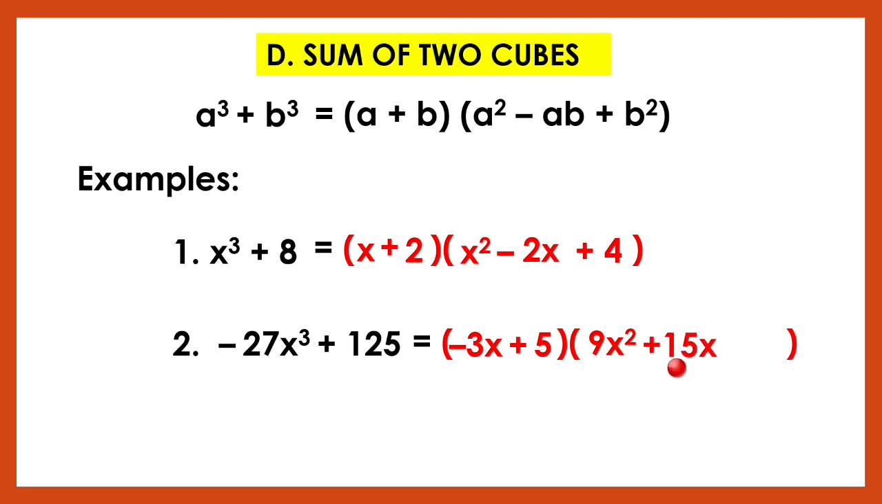Bakit kaya yung next term natin is positive 15x? Sabi natin kanina, kung plus iyon, ito ay minus. Okay, so we have minus negative 3x times 5 is negative 15x. So, negative times negative 15x is positive 15x. And then, for the last term, square ng 5, that is 25. Therefore, the factors of negative 27x cubed plus 125 are negative 3x plus 5 and 9x squared plus 15x plus 25.